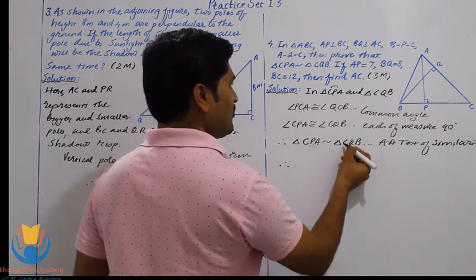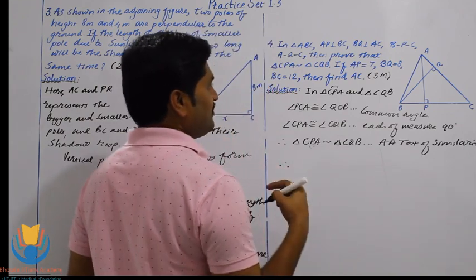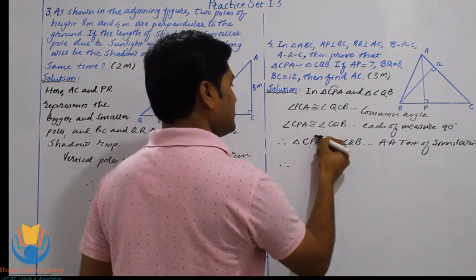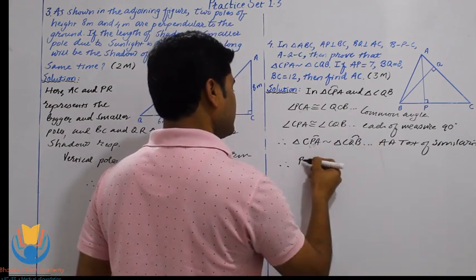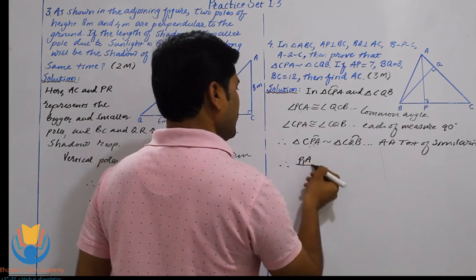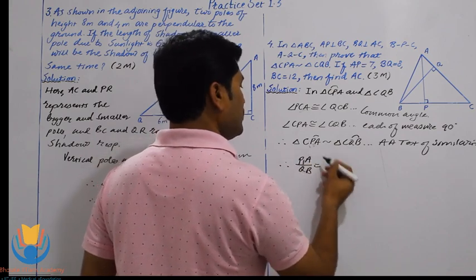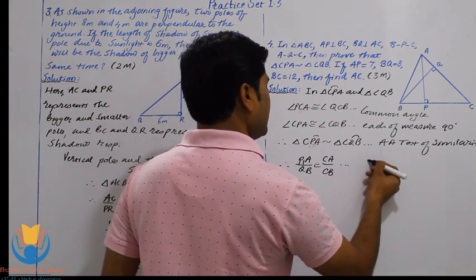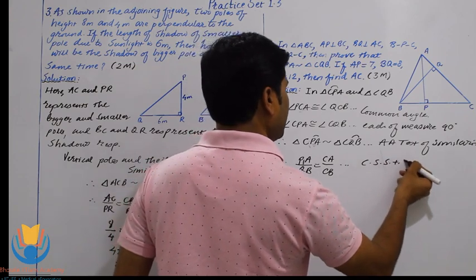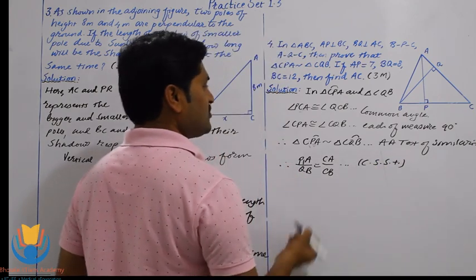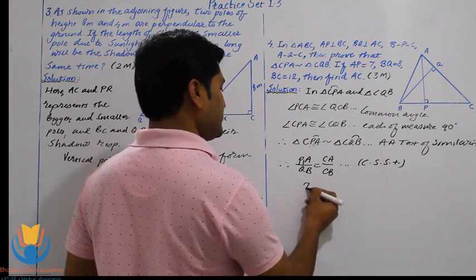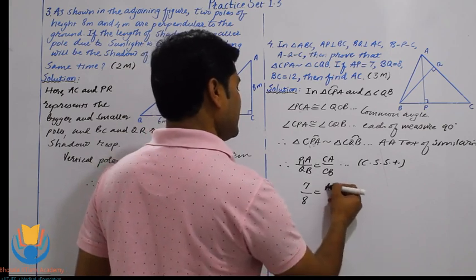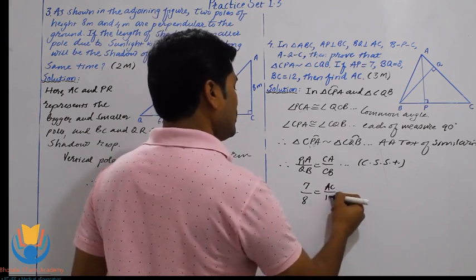So here we can write CP upon CQ. So CP and CQ are not given, so we will take PA upon QB, that is equal to the third side's ratio, CA upon CB. So here we will write the reason, corresponding sides of similar triangles. So let's put their values. The value of PA or AP is given to be 7, that of QB is 8, and CA or AC is not given, and BC is given to be 12.